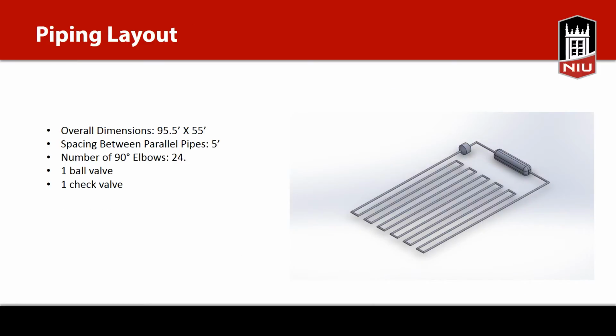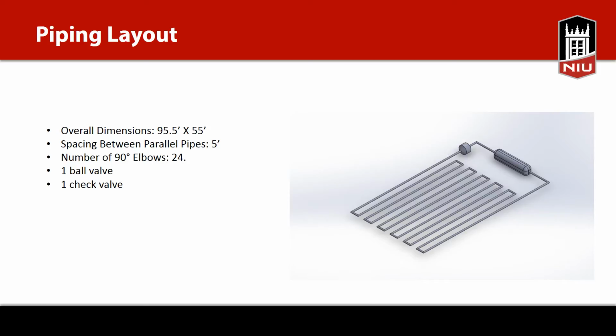The piping layout chosen was a horizontal pattern buried at a depth of 5 feet. In order to minimize the area required for the ground loop, the pipe was arranged in a series of U-shaped runs, leaving 5 feet between parallel pipes. The overall area required by this setup is a rectangle 95.5 feet by 55 feet.